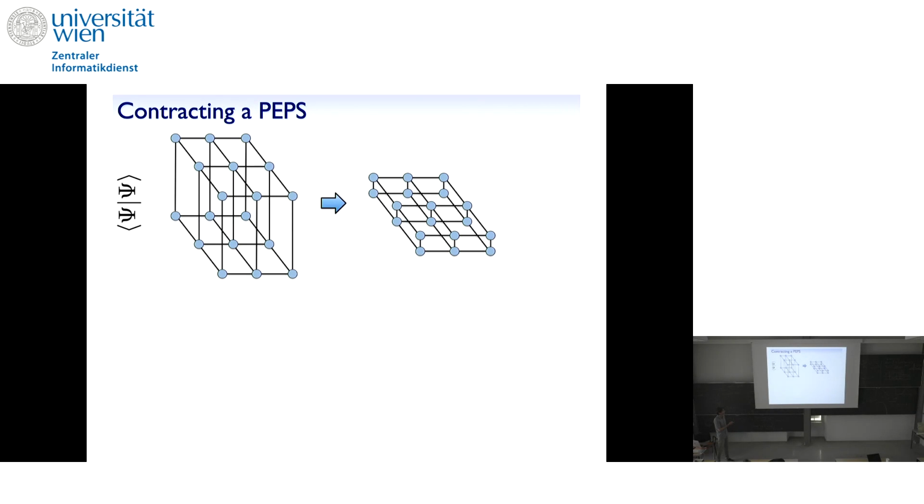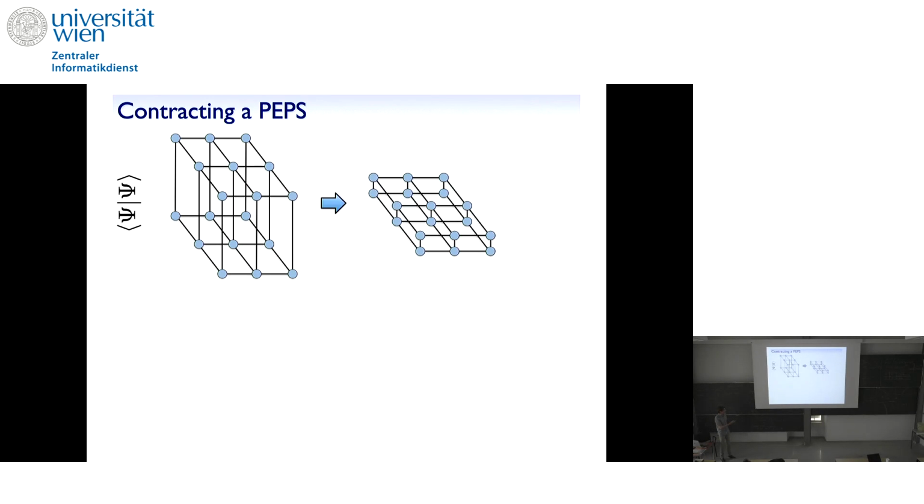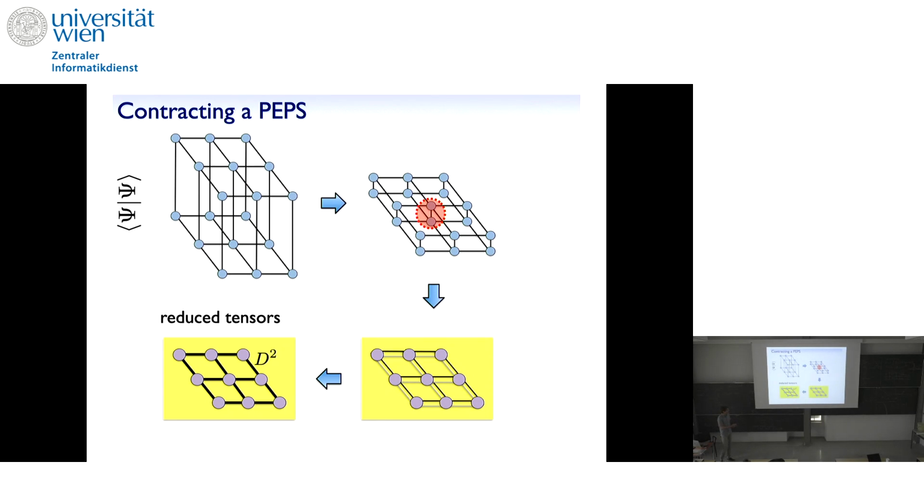Okay, so I guess most of you have seen this, how to contract a PEPS in 2D. So here we have the ket of a PEPS of a 3x3 system. Here we have the bra, and then we can push the two layers together, and we can combine bra and ket tensors into one.